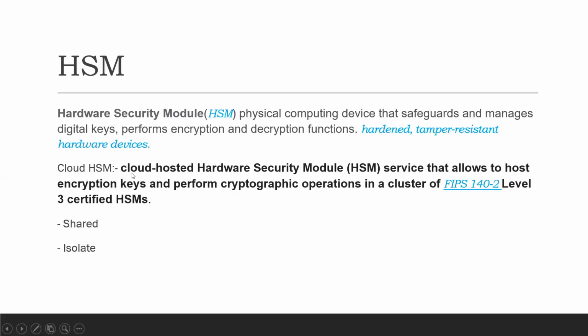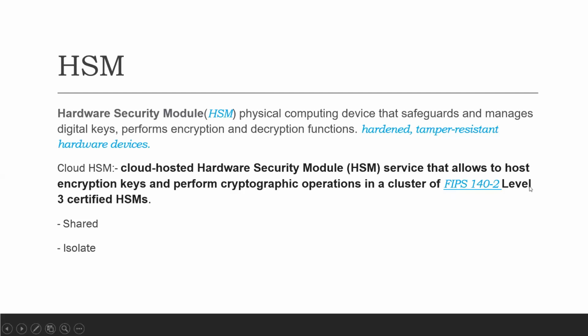And cloud-based HSM is a cloud-hosted hardware security module service that allows you to host encryption keys and perform cryptographic operations, and that is FIPS 140 level 3 certified. यह question भी आता है। FIPS 140 level 3 याद रखो, that's the US agencies' standard for any cryptographic modules. So any company who is developing any cryptographic module, they must be FIPS 140 compliant.